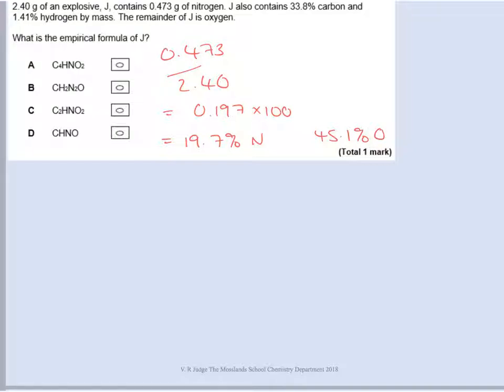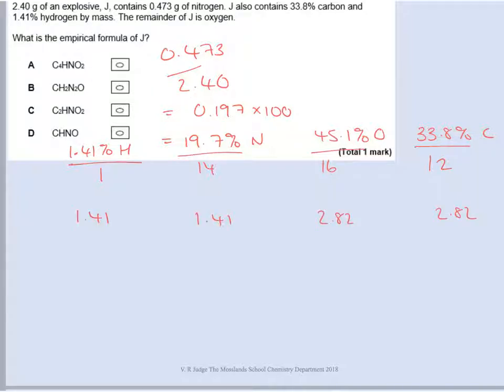If we just jot down the other two as well, there we've got our 4 elements and their percentage composition in this compound. So again, we're going to divide each of them by their relative atomic masses. I'm just going to use fairly imprecise relative atomic masses for now. We're going to divide that number by 1, that by 14, that by 16, and that by 12. The relative atomic masses of hydrogen, nitrogen, oxygen and carbon. And the answers that we get are 1.41 for hydrogen and for nitrogen, and 2.82 for oxygen and for carbon.